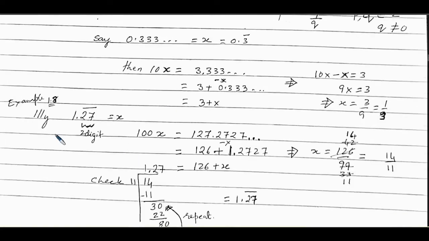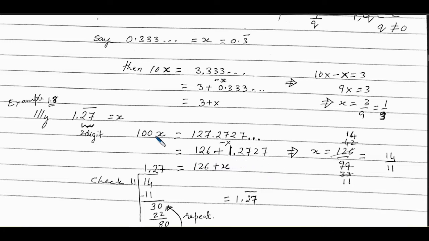Similarly, take another example, 1.8. If you have a number 1.27 with 27 repeating, I call it x. Now I multiply by 100, so I get 100x, which is 127.2727. So I take here 126 and 1.2727 I put it here, so I will get 126 plus x. I always have to have one x. So I subtract this x here and then add it here. You go through it, please, and see how I do this trick.